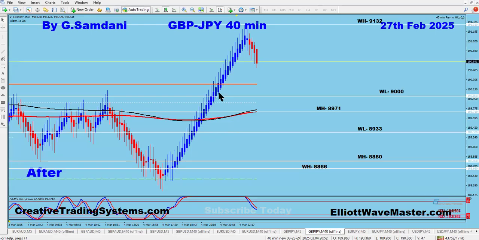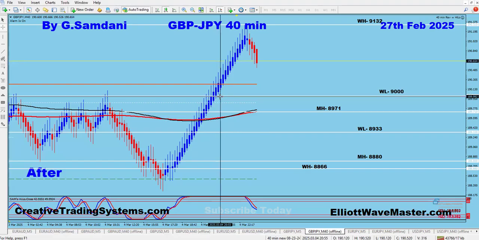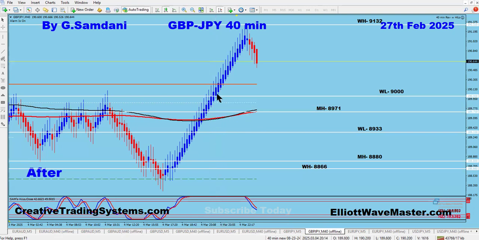Let me see in pips. This is the high of this candle. You can see it is 44, and the high of the next candle is 52. So it's only 12 pip. So every 12 pip, a new candle gets printed on my 40-minute chart, right?